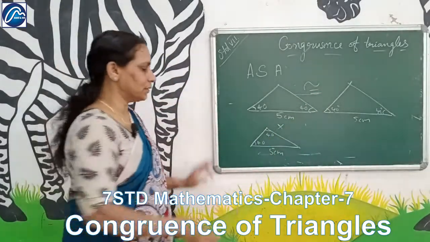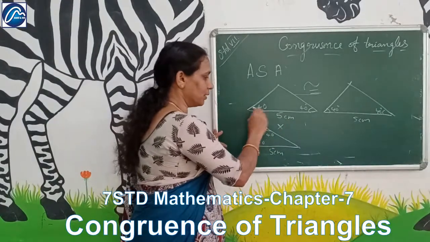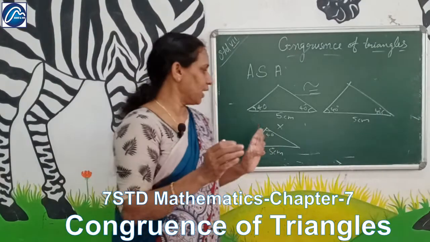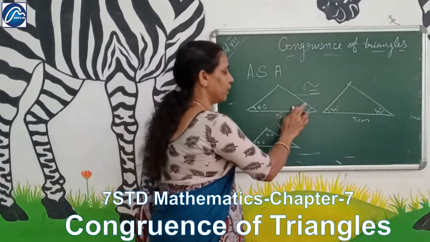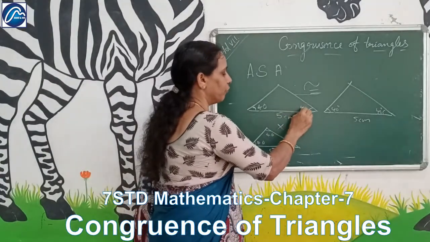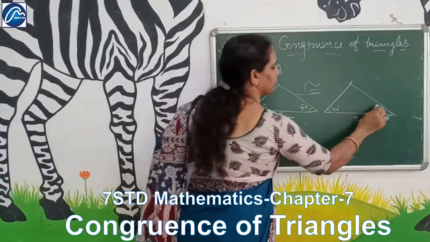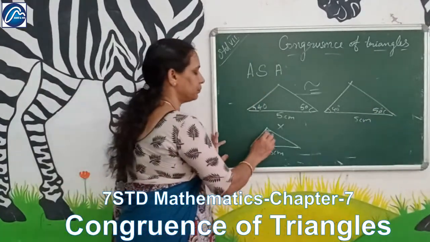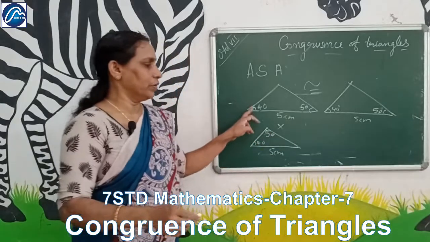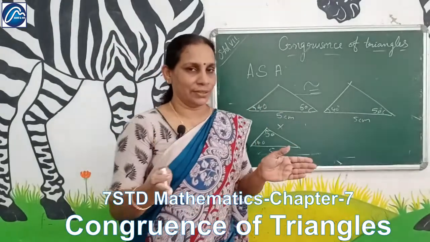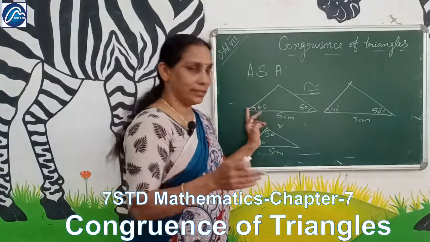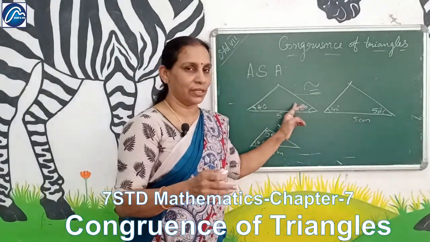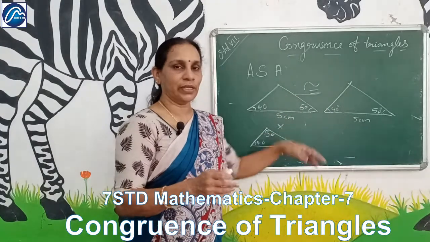Why? Because of angle side angle. If you are given two angles, it need not be 40, it can be 40 and 50. If you are given a side, and at the end of the side the angles are equal, then these triangles are said to be congruent.